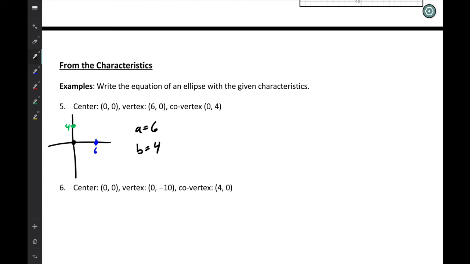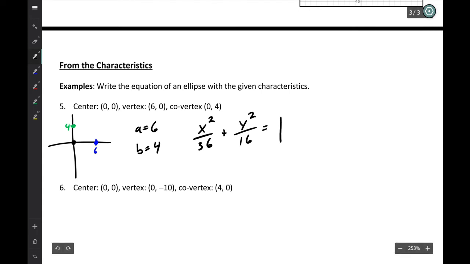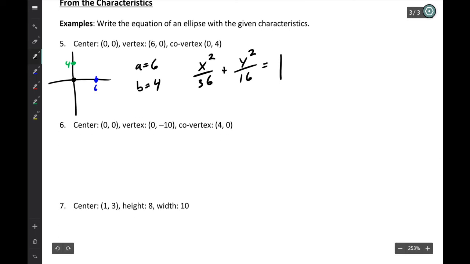All right, and really I don't need any more information than this. I have the center and I have the two vertices, and my a value and my b value. Once you have your center and your a and b value, you're done. You don't need anything else for these equations. Okay, so I got x squared over 36, because that's 6 squared, plus y squared over 16, which is 4 squared, is equal to 1. They're always equal to 1. You can remember that.